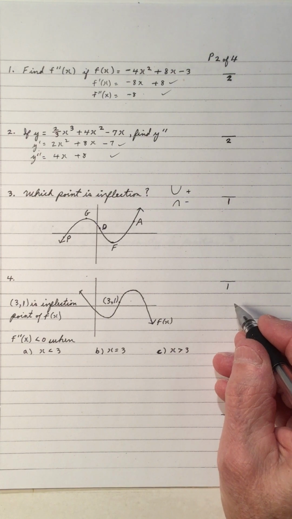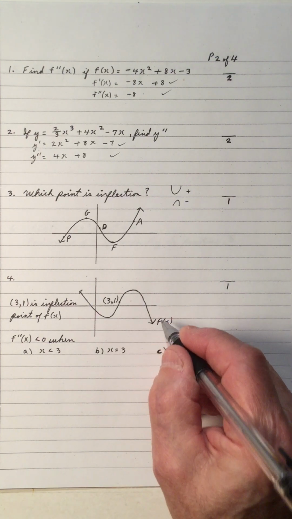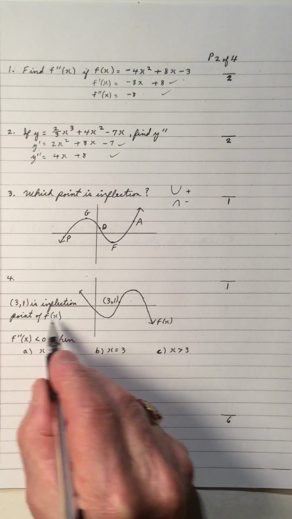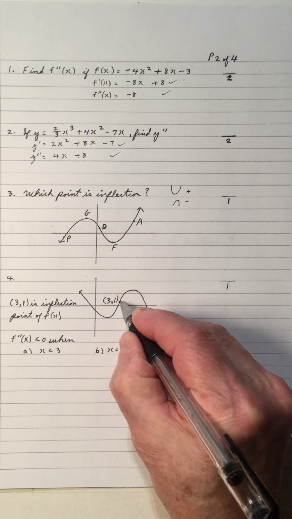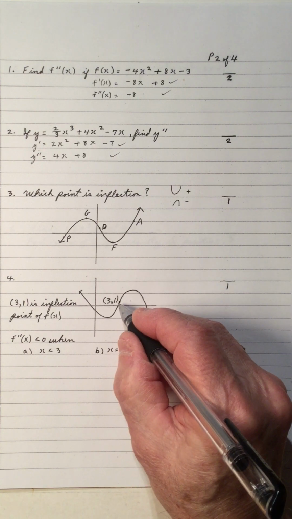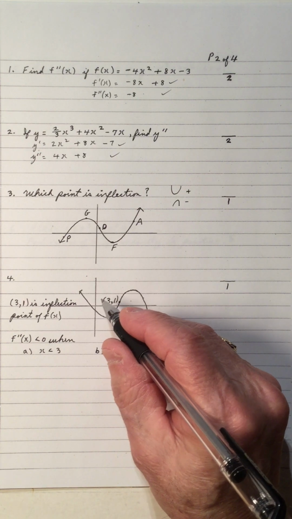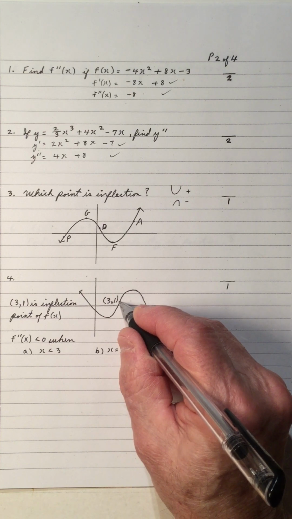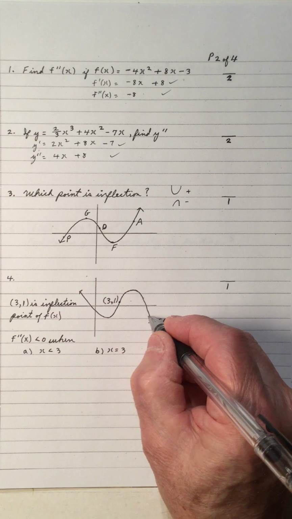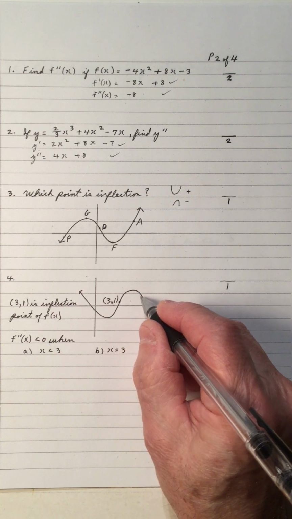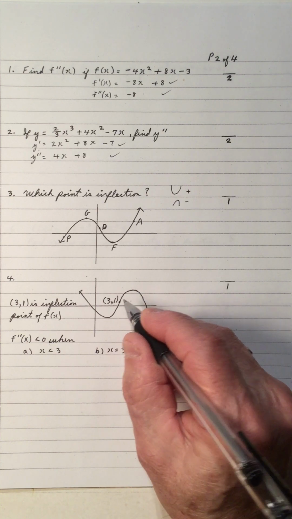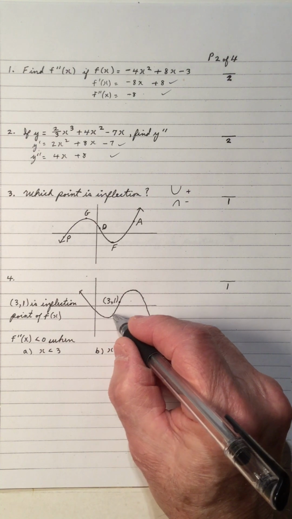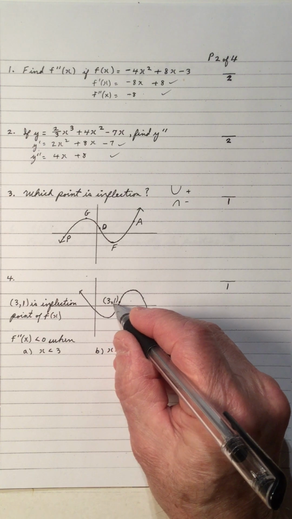Number 4, we have a graph of f of x, and it says that (3, 1) is the inflection point of f of x. This is the inflection point. So that means on the left side the concavity goes one way, and on the right side it is the reverse. Notice on this side it's going downward, and on the left side the concavity is positive, so f double prime is positive.